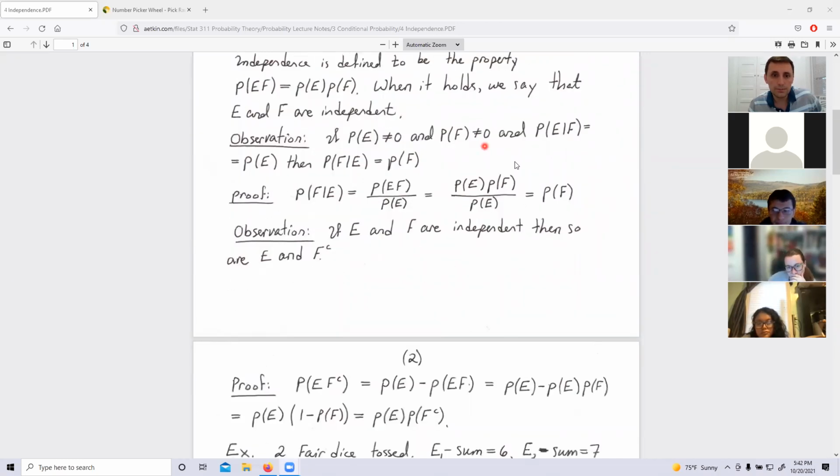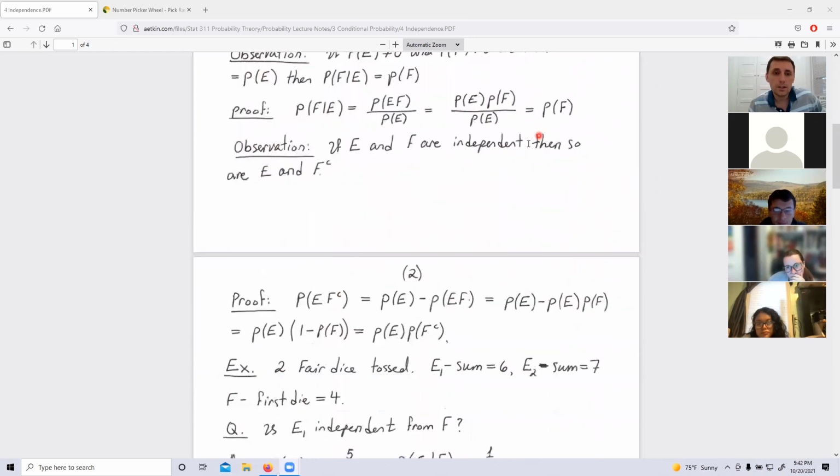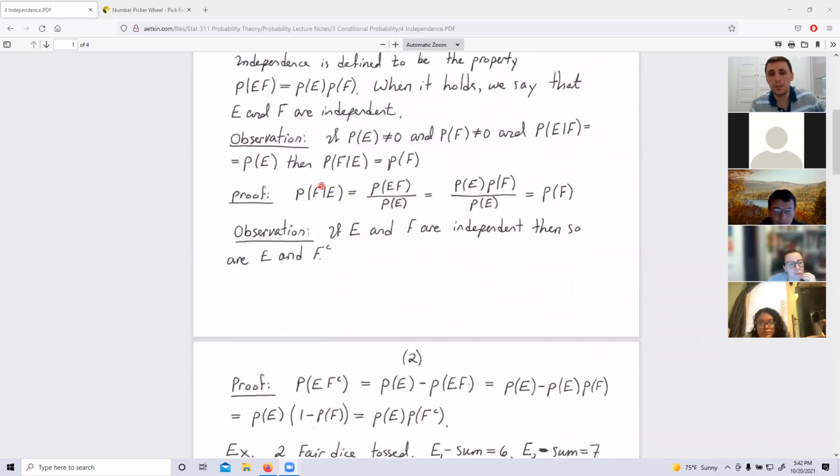Yes, good. So here is, by the way, that proof. The probability of F given E is the intersection divided by the probability of E, but the intersection can be written as the probability of E times the probability of F, and we can cross out the probability of E and we get the probability of F. So it's a simple calculation, and we see that this is true.